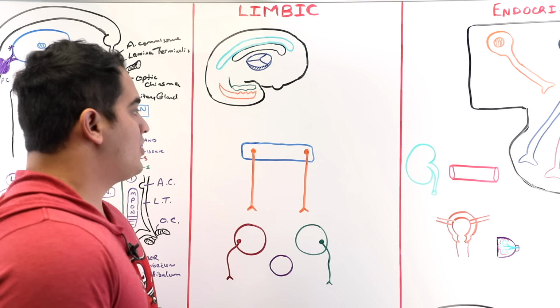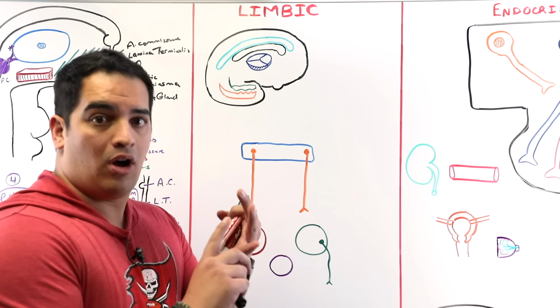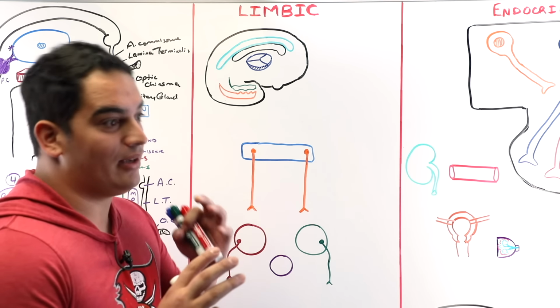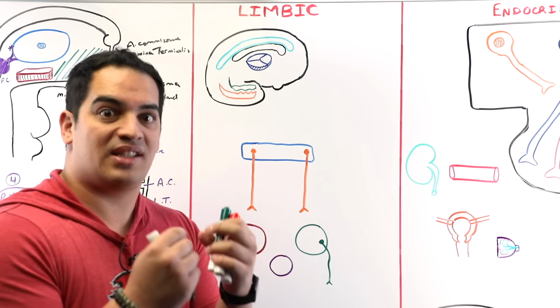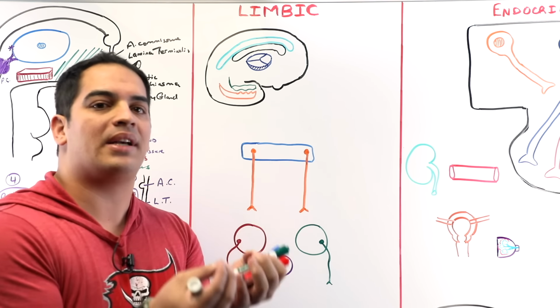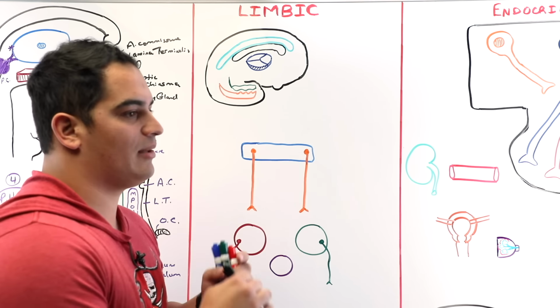All right, engineers, now let's start talking in detail. Remember I told you there were 3 basic functions: limbic, autonomic, endocrine. When we talk about limbic, obviously we could just say it's involved in the limbic system, but we should expand on that a little bit. What is the limbic system responsible for?